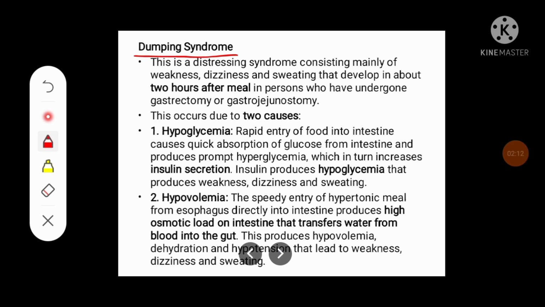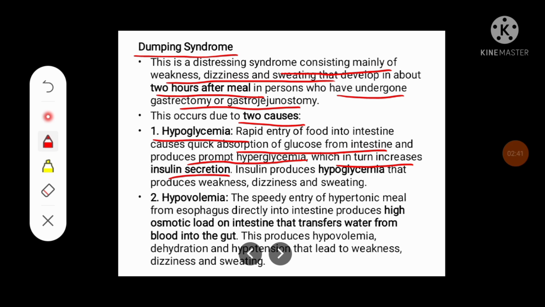Dumping syndrome. This is a distressing syndrome consisting mainly of weakness, dizziness, and sweating that develops about 2 hours after a meal in persons who have undergone gastrectomy or gastroduodenostomy. This occurs because of two causes. One is hypoglycemia. Rapid entry of food into the intestine causes quick absorption of glucose from the intestine and produces prompt hyperglycemia, which in turn increases insulin secretion. Insulin produces hypoglycemia that produces weakness, dizziness, and sweating.